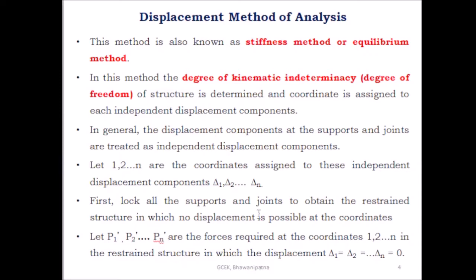First, lock all the supports and joints to obtain the restrained structure in which no displacement is possible at the coordinates. Then find out P1 dash, P2 dash, Pn dash, the forces at the coordinates 1, 2, n in the restrained structure in which the displacements delta 1, delta 2, delta n are equal to 0.